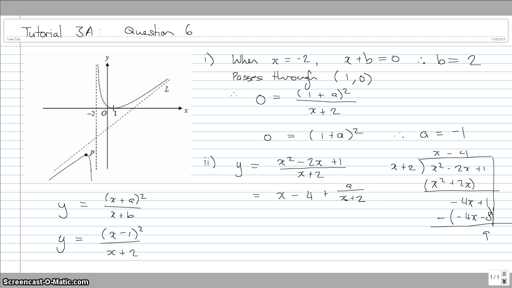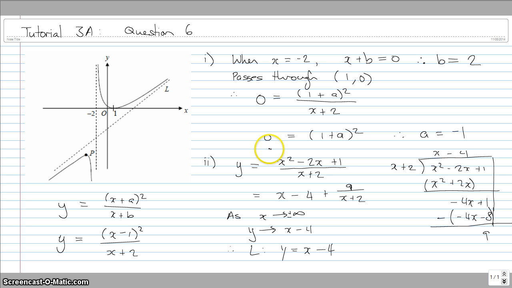So we know as x gets closer and closer to infinity, 9 over x plus 2 is going to go to 0. So as x tends towards plus or minus infinity, y is going to tend towards x minus 4. So therefore the equation for L is y equals x minus 4.